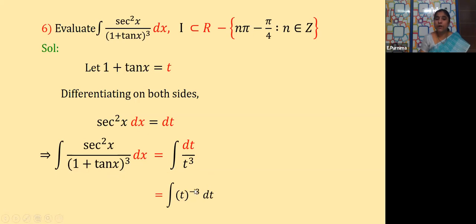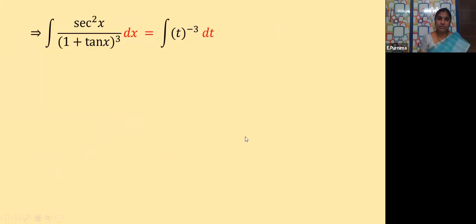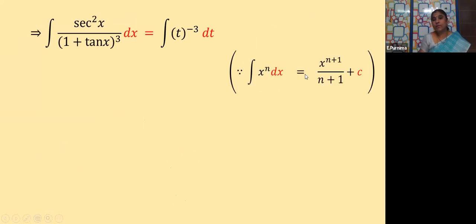Now it is in which form? It is in the form of x to the power of n. Isn't it? Do you remember the formula, children? In the last session, we have seen that. Okay. Let us see it once again. Integral of x to the power of n dx is equal to x to the power of n plus 1 by n plus 1 plus c. Okay. Now let us substitute in this formula. What is the n value here? n is nothing but minus 3.